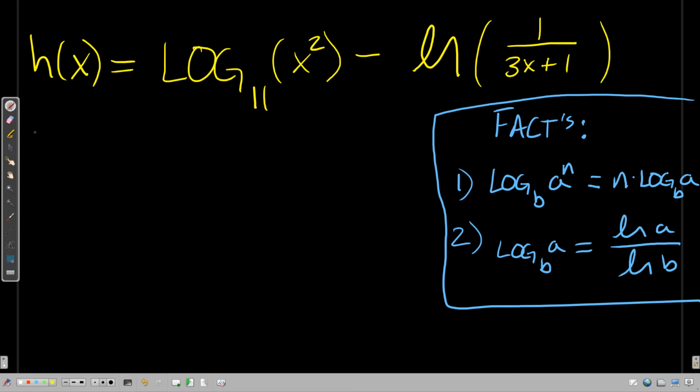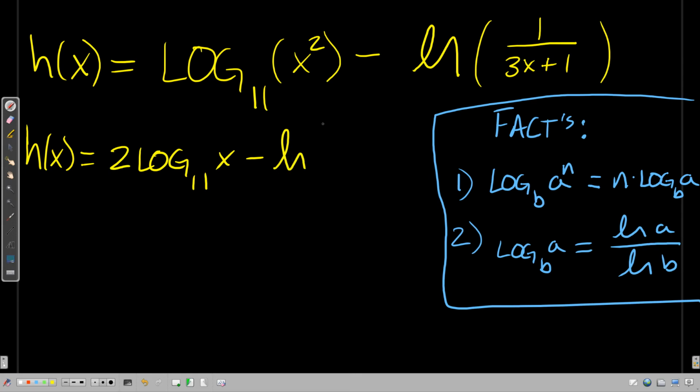Because I'm gonna always, like a good calculus student, spend some time trying to rewrite my function so that it is easier to deal with. Let's start with this one. Notice that fact 1 applies. So this is really 2 log base 11 of x. Okay. And then I have the natural log of this 1 over 3x plus 1.